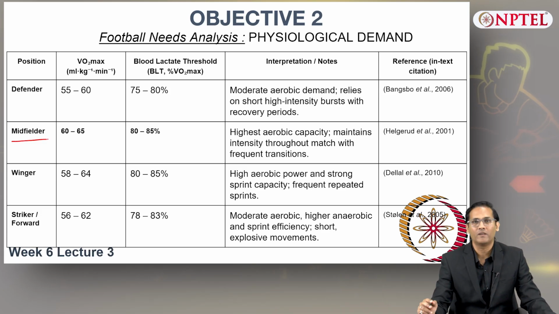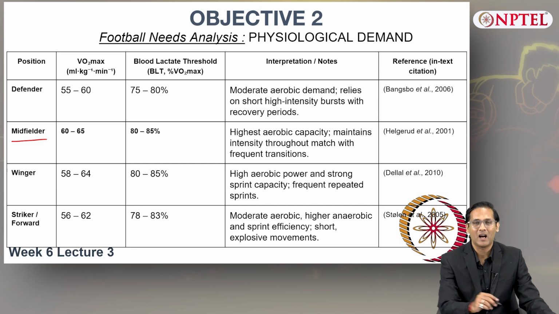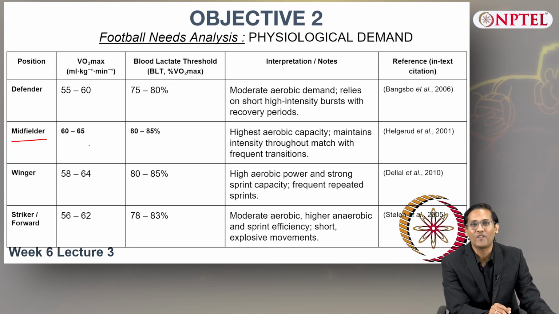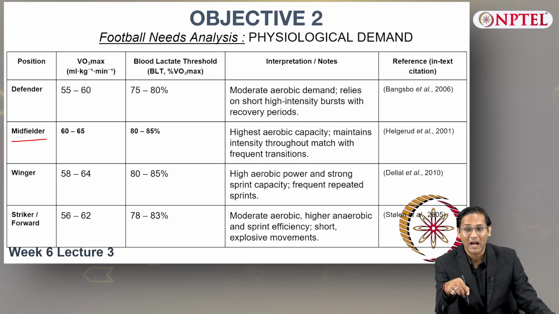Let's focus on the midfielder position. A midfielder has around 60 to 65 ml per kg per minute of VO₂max. This is again at an elite level. The blood lactate threshold is 80 to 85%. It means that a midfielder must have the highest aerobic capacity, and he needs to maintain that throughout the match.